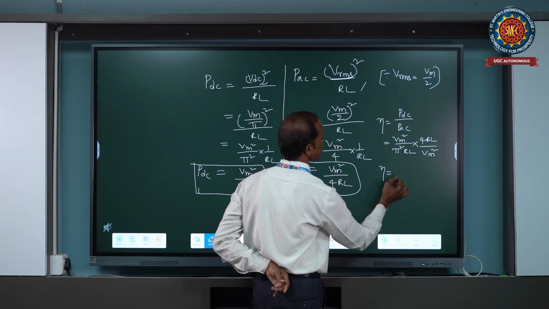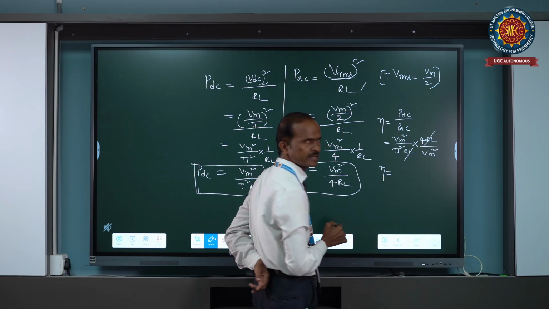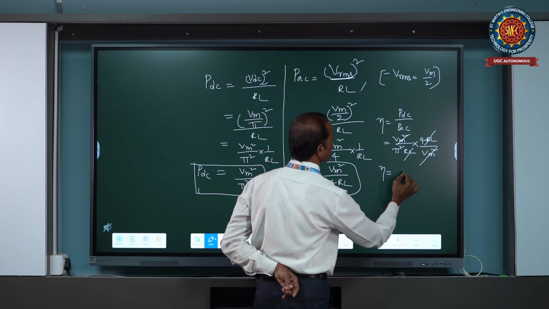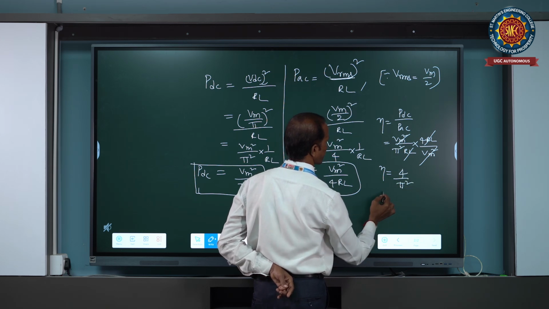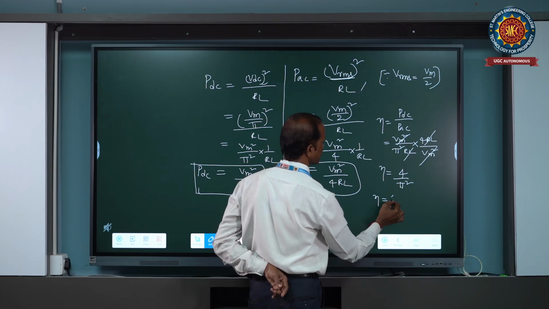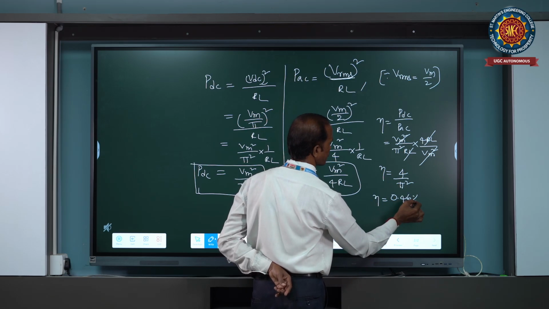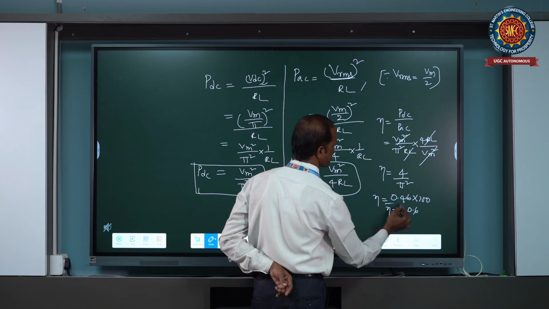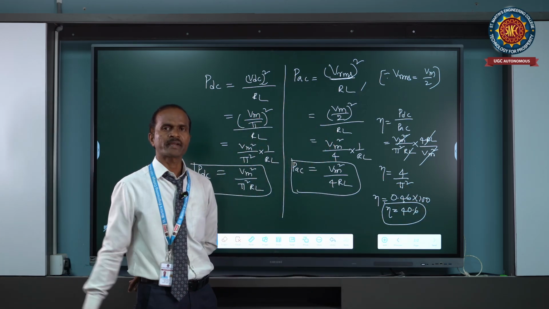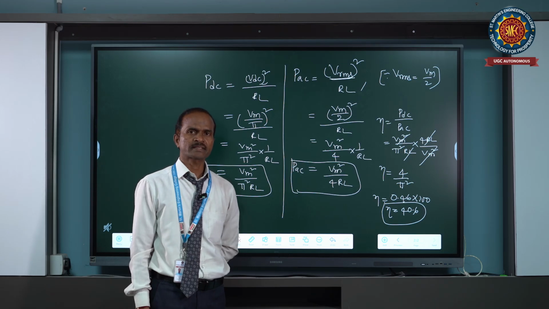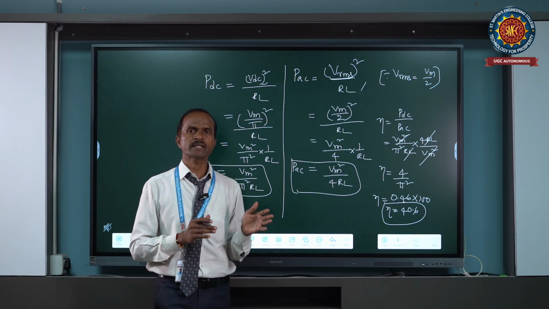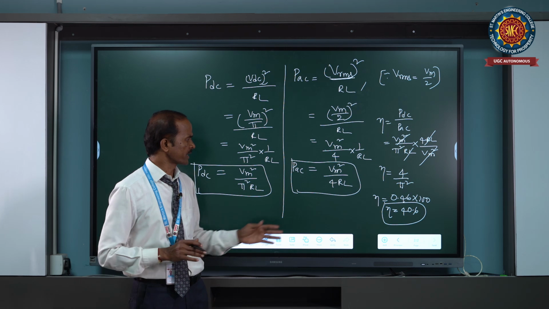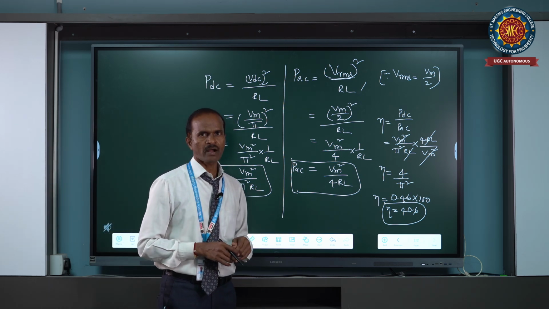So RL gets cancelled here, Vm square gets cancelled. Now here we have 4 by pi square. Therefore, efficiency is equal to 0.406 into 100, so efficiency is equal to 40.6%. This is the efficiency of a half wave rectifier. Meaning, it can convert AC power into DC power only 40.6%.